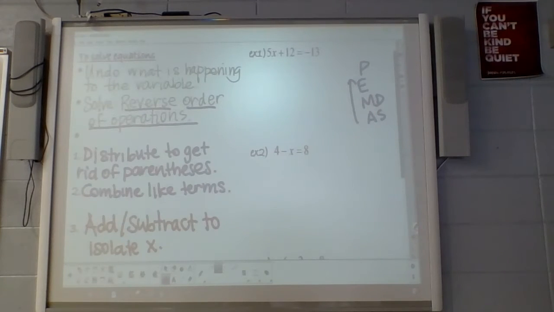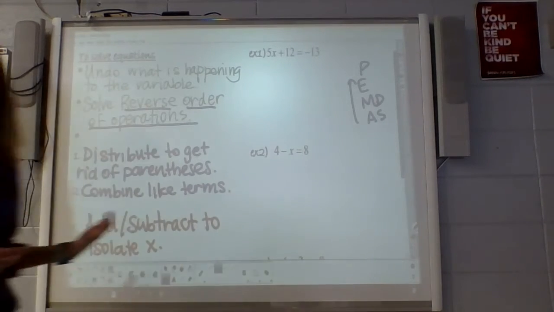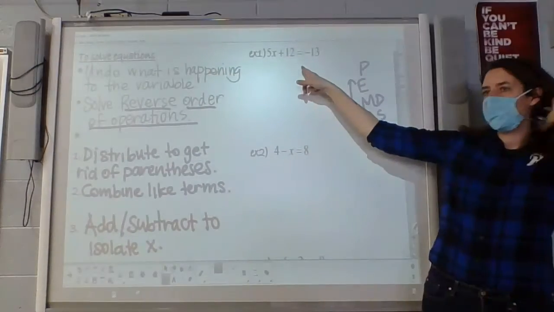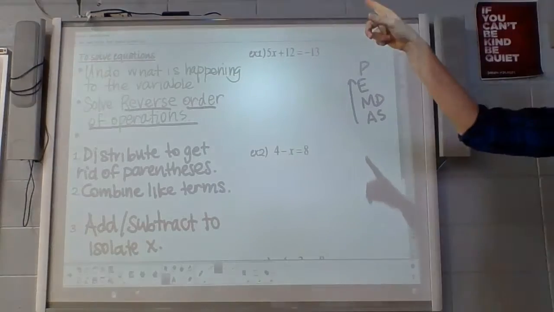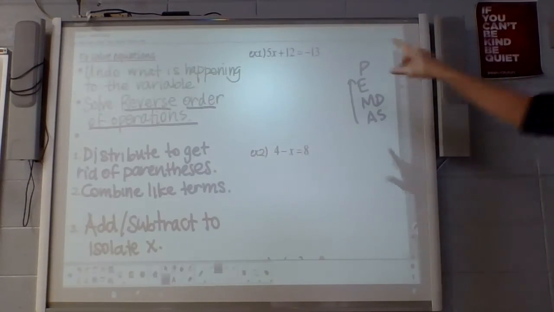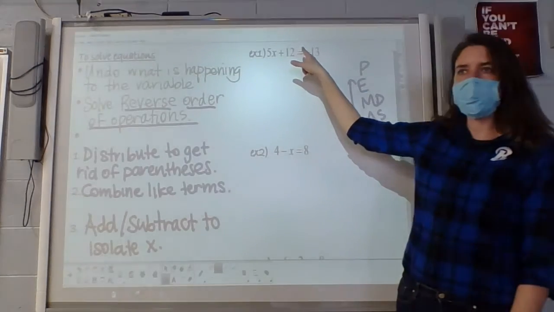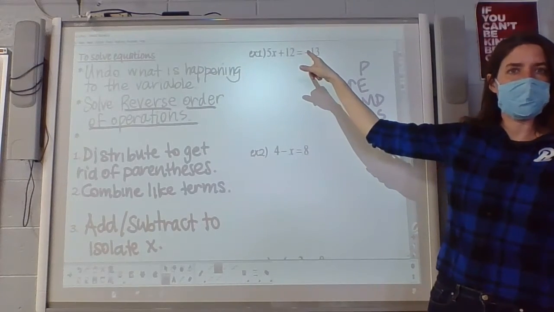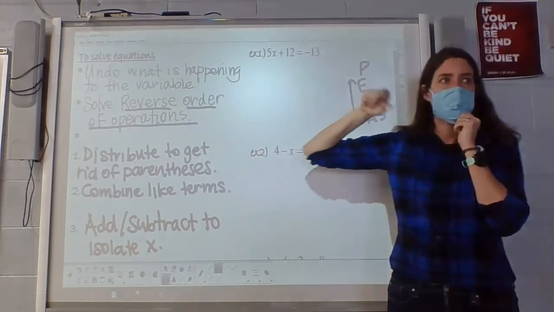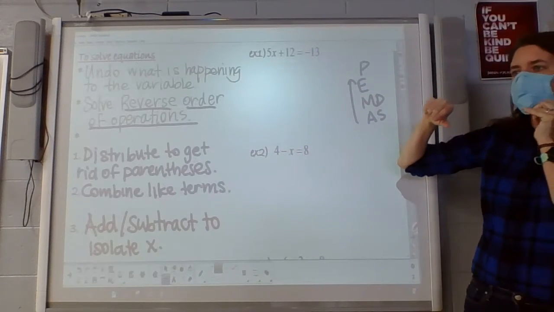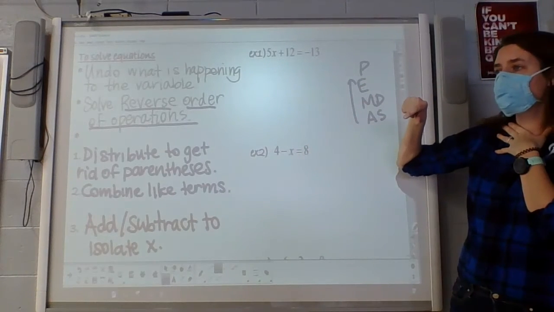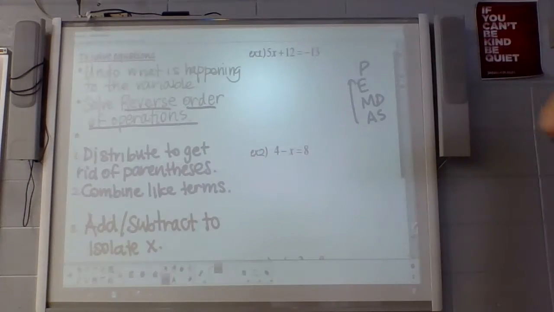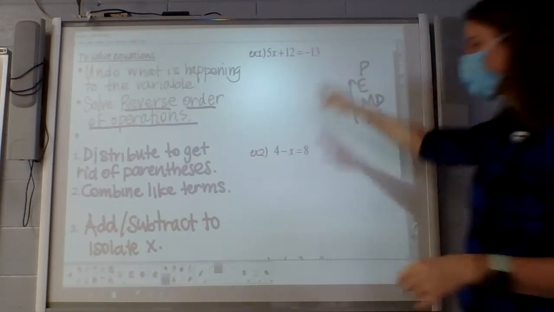So in example 1, what's being added or subtracted to x? Example 1 up here, what's being added or subtracted to x? 12 is. So 12 is being added to x. So how do I get rid of that? How do I move it over to the other side? What's the opposite? Yeah, we're just going to subtract the 12.